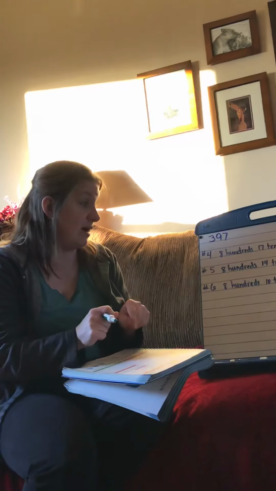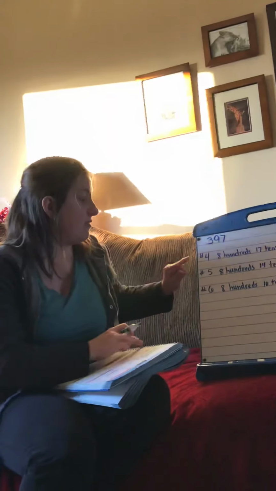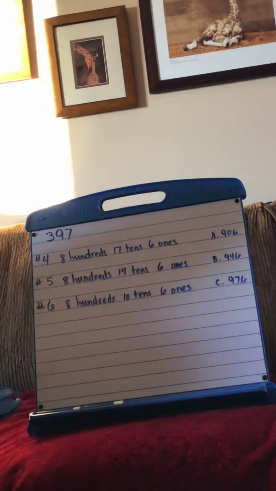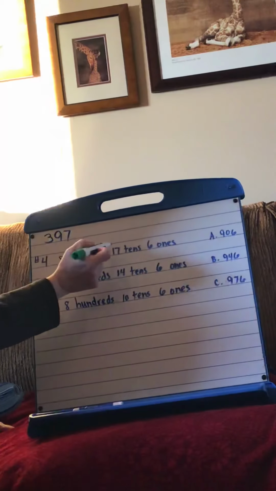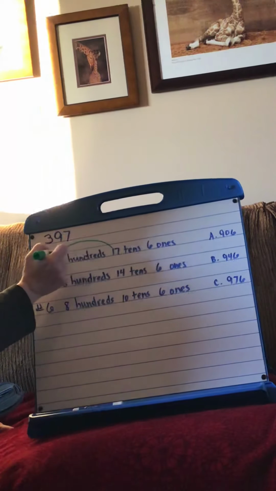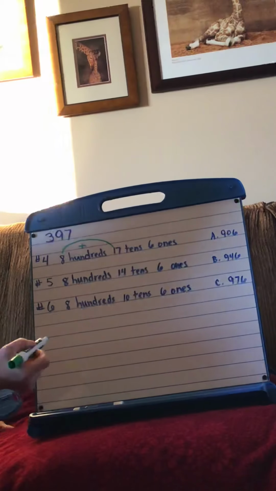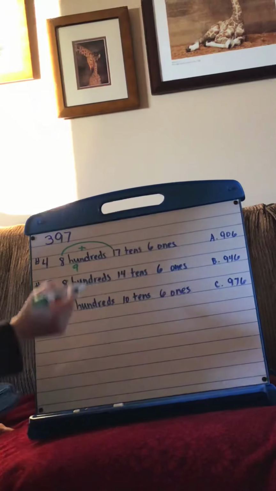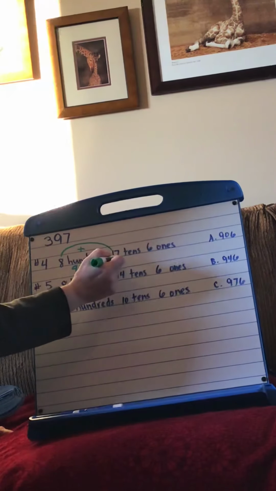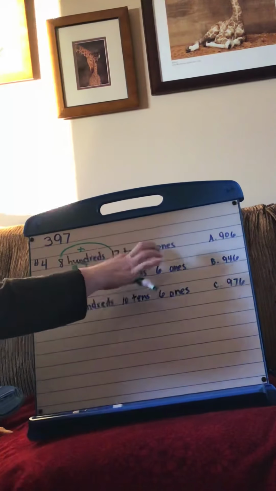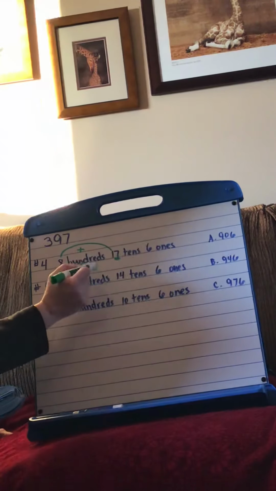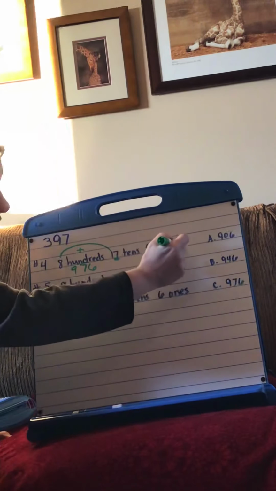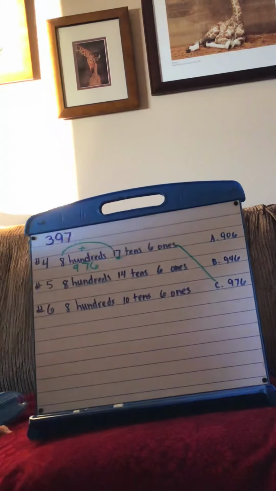So the matching part where you have to draw lines, that's adding. So I'm going to review that with you. So for number 4, we have 8 hundreds, 17 tens, 6 ones. All right? Now we're adding, so we're going to go back this way and we're going to put a plus sign. Okay, 1 plus 8 is 900. Then we just have the 7, so we have 7 tens, and our ones stay the same. So we have 976, and that's C. So we're going to draw a line to C.